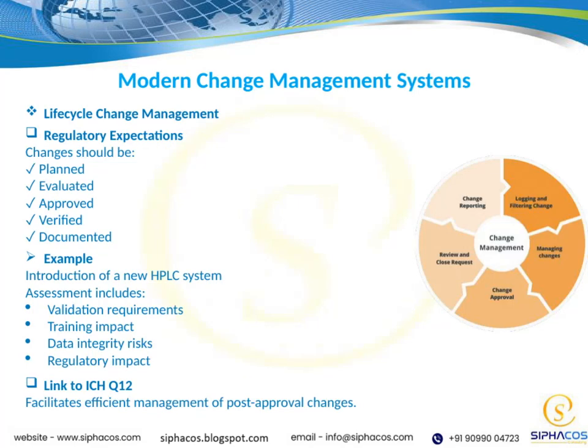Let's talk about modern change management systems and how they guide us through the entire life cycle of a change. Regulatory bodies expect changes to be planned carefully, evaluated thoroughly, approved by the right people, verified for effectiveness, and fully documented. Take, for example, introducing a new HPLC system. We need to assess validation requirements, training impacts, data integrity risks, and regulatory consequences. This approach aligns with ICH Q12, which helps us manage post-approval changes more efficiently and confidently.